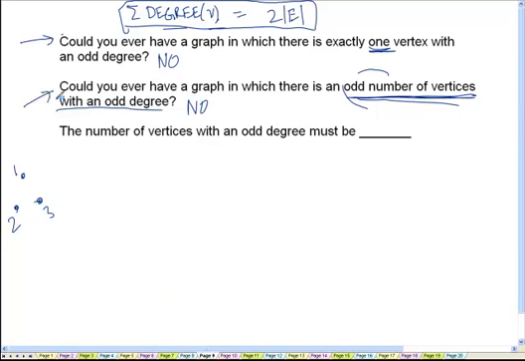So because of these two sort of assertions that need to be satisfied in any graph, we can say that the number of vertices with an odd degree must be even. In other words, it can be 0, because 0 is an even number. It can be 2, it can be 4, it can be 6, and so on.